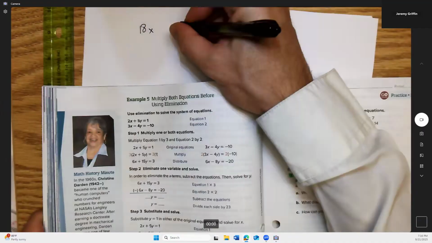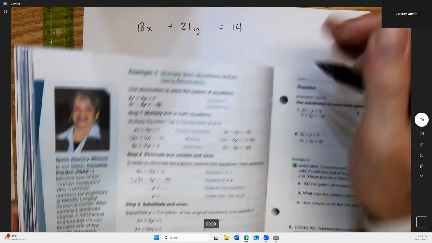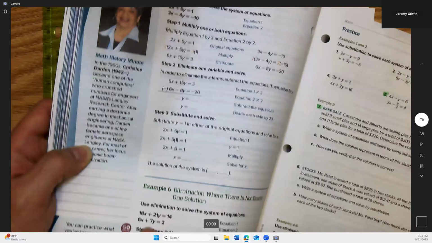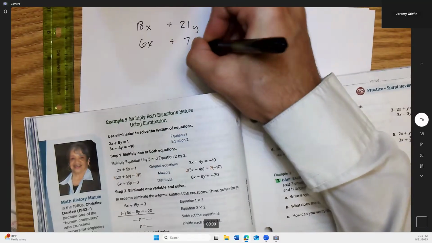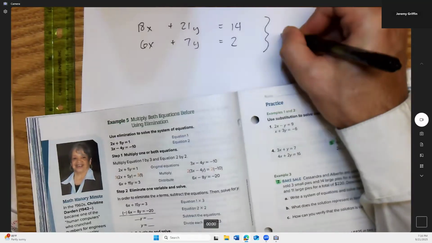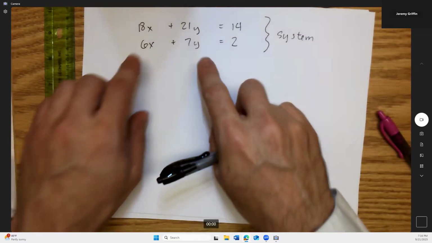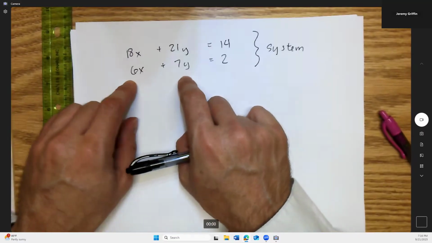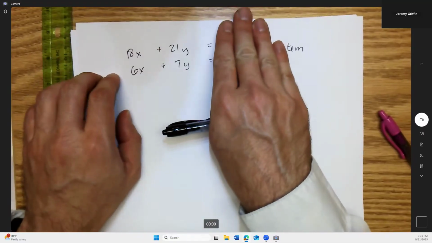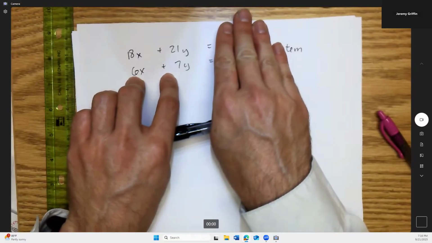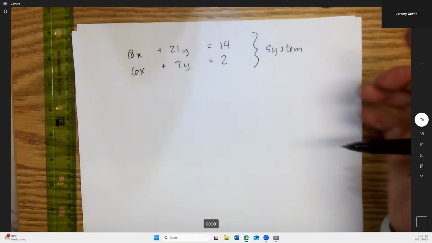18x plus 21y equals 14. And then 6x plus 7y equals 2. All right, system. In fact, I can tell right away this isn't going to work. Guys, here's how you can tell just by looking at the paper. You see how 6 times 3 is 18 and 7 times 3 is 21? So if you don't know what they're equal to, you know that they're either parallel lines or they're the same line. And then you say what they're equal to. 2 times 3 is 6, which is not 14. So they'll be parallel. There's definitely going to be no solution.